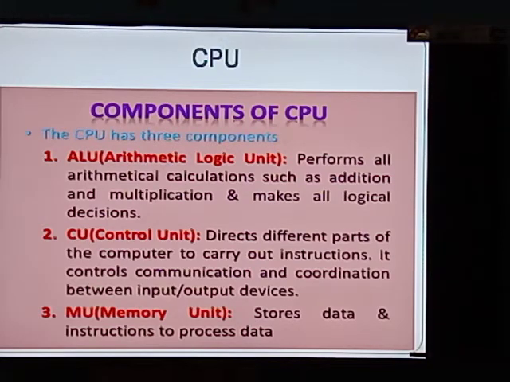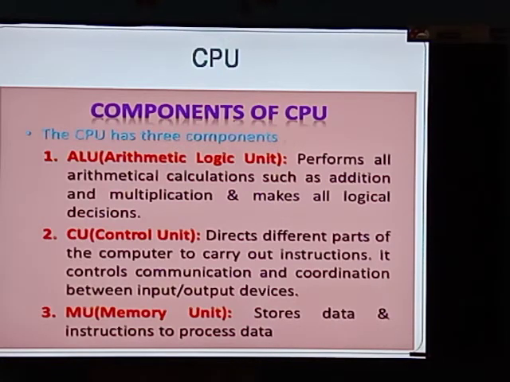Now the next unit of CPU is control unit. It directs the different parts of the computer to carry out instructions. It controls communication and coordination between input and output devices. Yes, as the name says, control unit controls the entire operation. The coordination between the different kinds of devices will be done with the help of control unit.